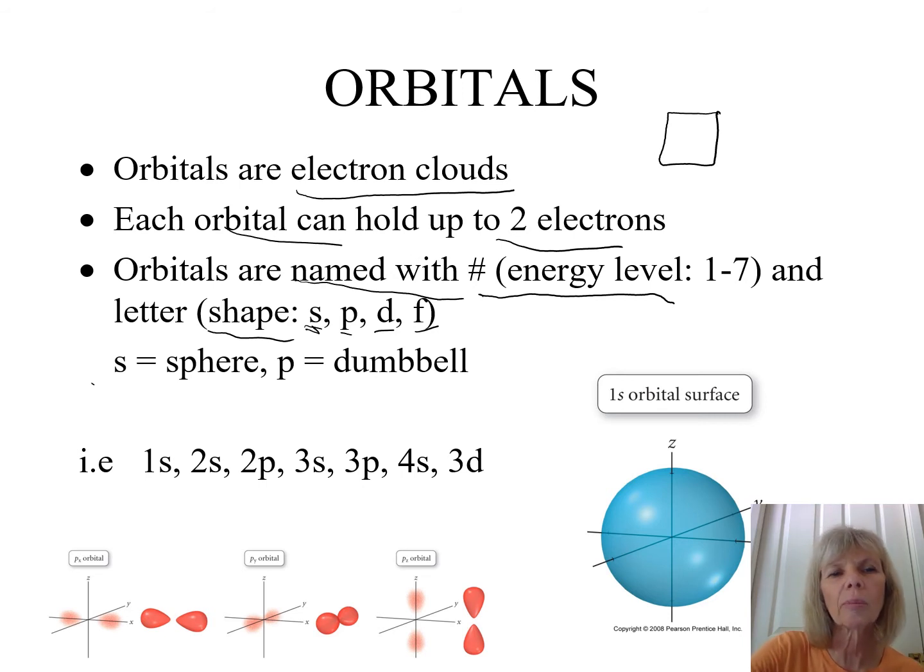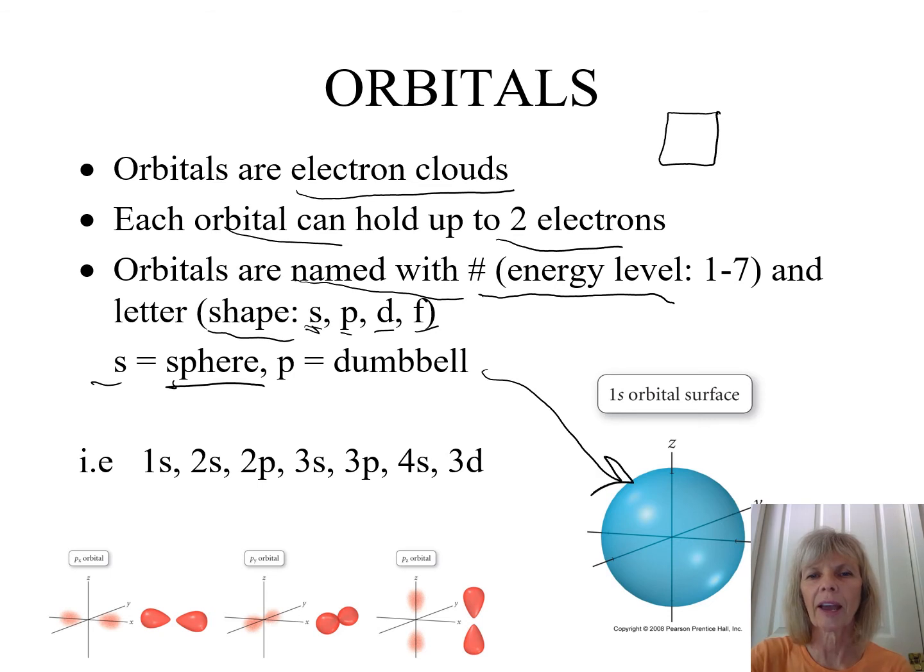So an s represents a spherical shape. This would be my s right here. What that means is my nucleus is in the center. This is 3-dimensional, so it's an x, y, z axis. The electrons are moving around outside the nucleus very quickly and continuously, so that they create the sphere shape. So the s really tells you the shape the electrons create.